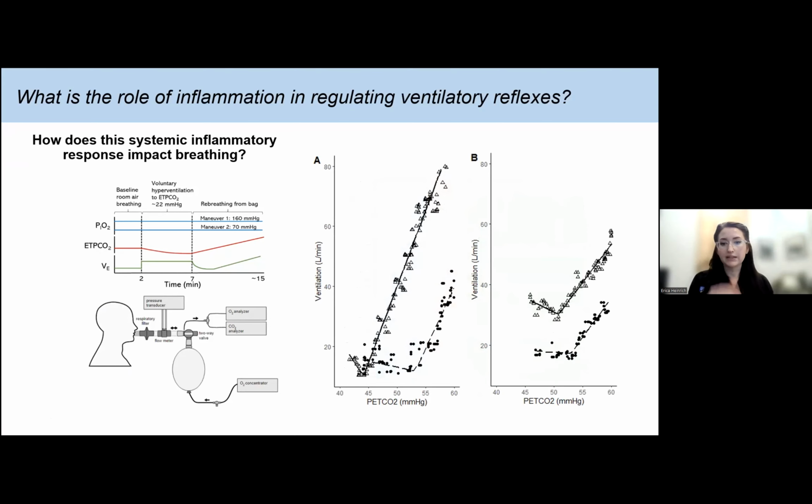And if we pull out that data, it gives us something like this, like I showed you early on, where you have this sort of hockey stick shape where you get an increase in ventilation as the PCO2 increases.